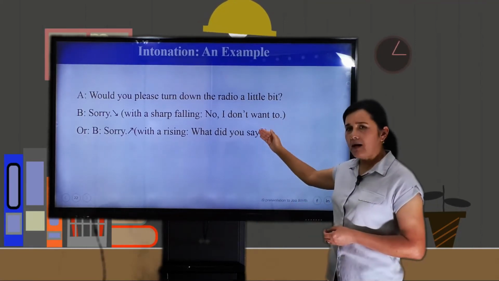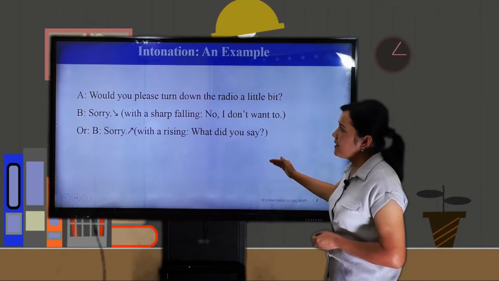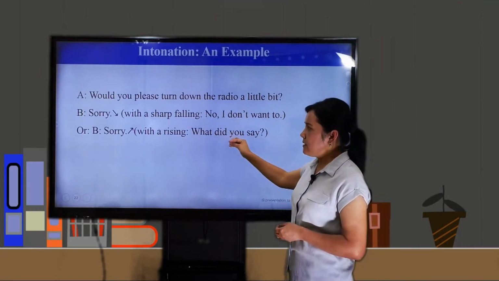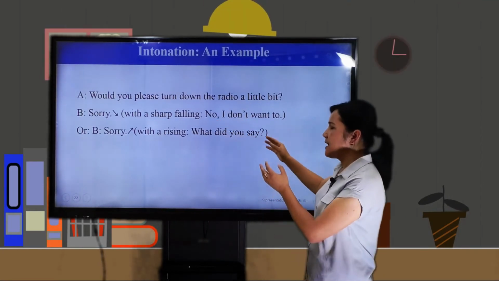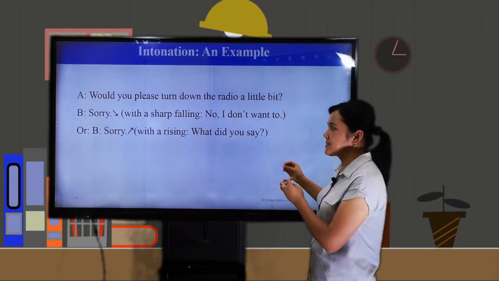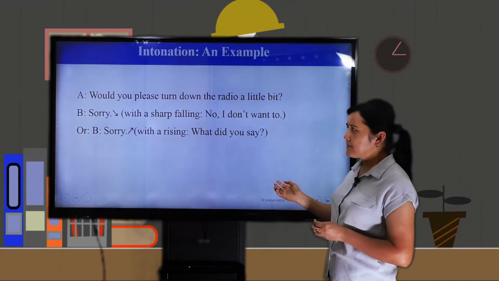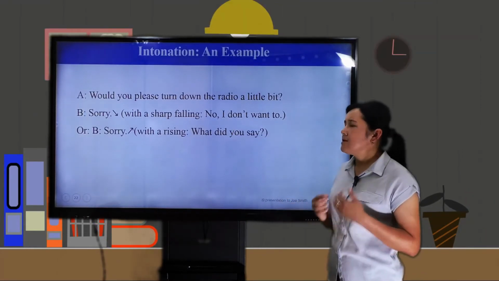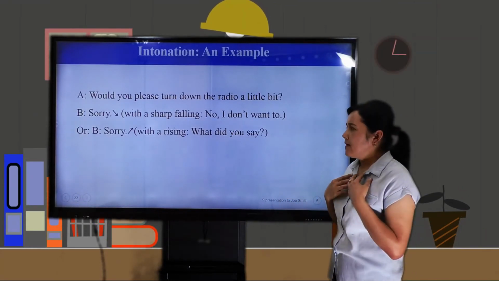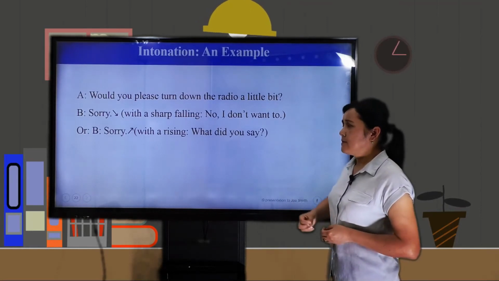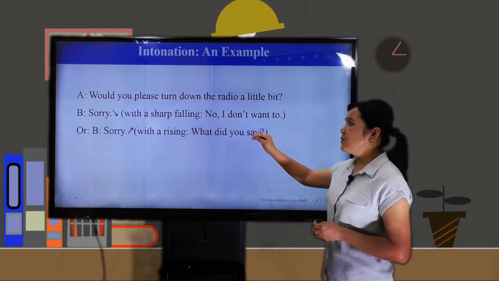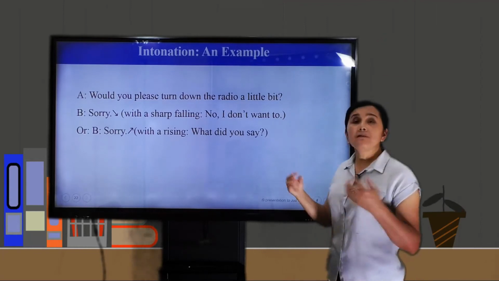So there are two given answers, and by using intonation, you can see they have different meanings. The first answer, "Sorry," with the falling tone: "No, I don't want to." The second answer, "Sorry," with the rising tone: "So what did you say?"